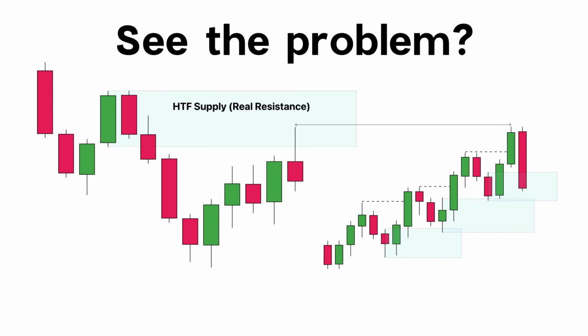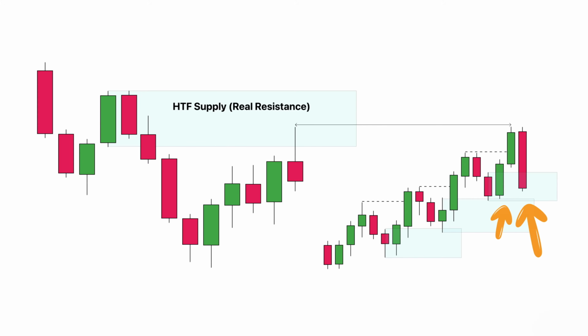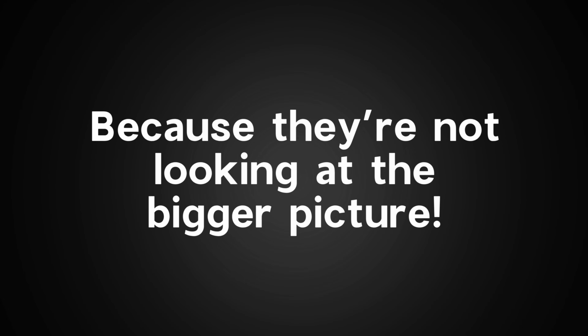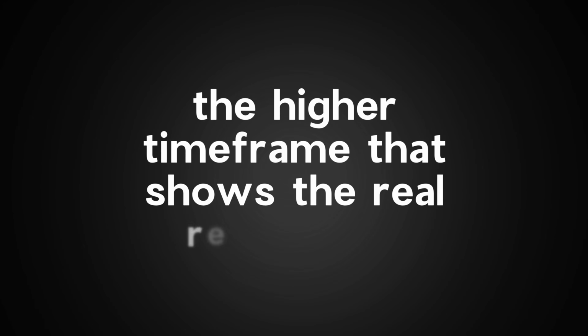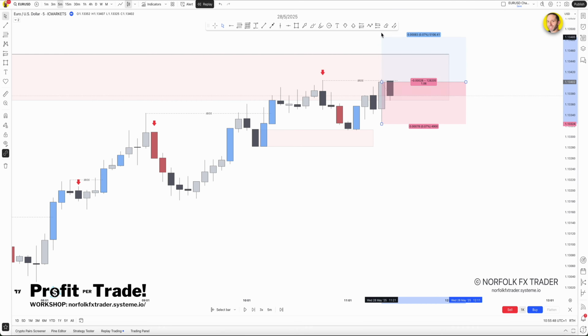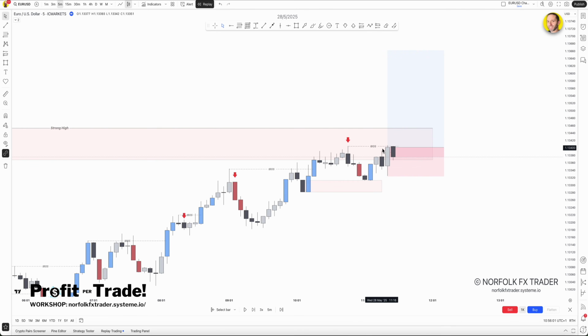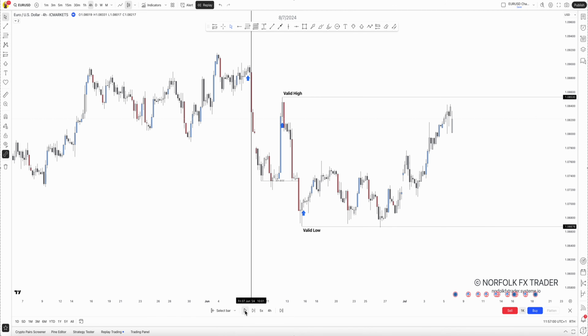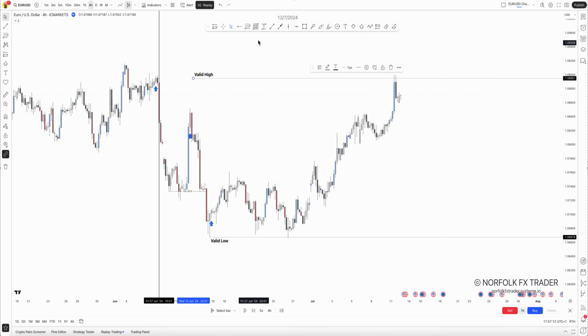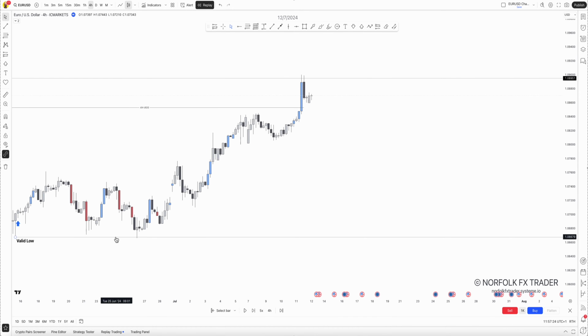See the problem? Traders keep buying here into supply because they're not looking at the bigger picture, the higher time frame that shows the real resistance. We'll get into that in the next video. It's a deeper layer of the trap. But before you can fix that, you need to understand the foundation, the smart money structure.